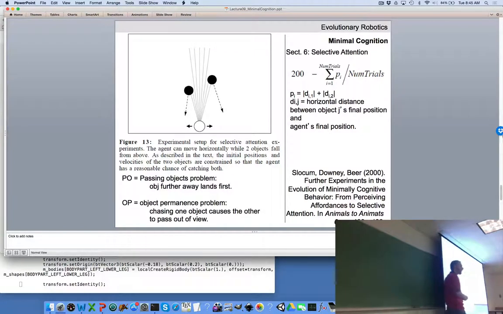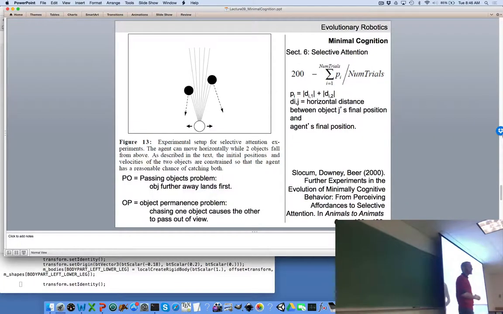They're going to evolve a population of C-tyrannans. They're going to drop any given C-tyrannan into the robot multiple times. And each time they do, they're going to drop a pair of objects from the top of the screen. They're going to have different initial positions. They're going to fall at different directions with different velocities.